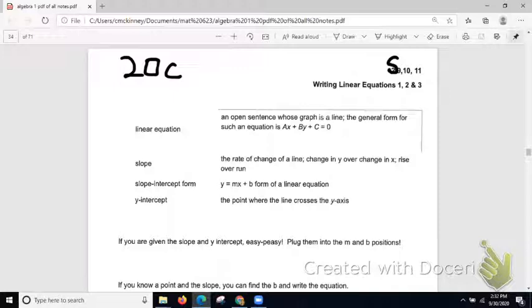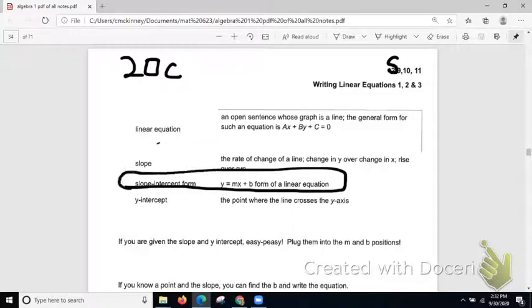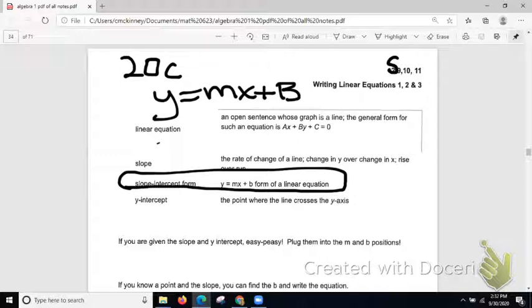You might still want a separate page, but so we've been doing linear equations, and the big reminder here is slope-intercept form, which is y equals mx plus b. So we're going to be asked to write equations. You've done that a little bit from a graph, but we're going to be asked to write equations in slope-intercept form given some kind of information.